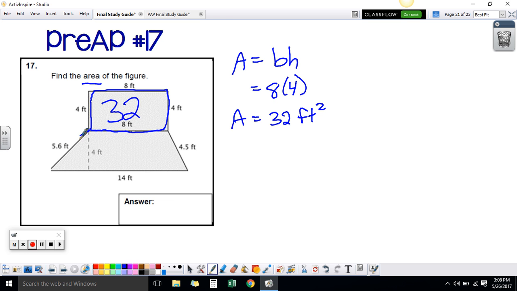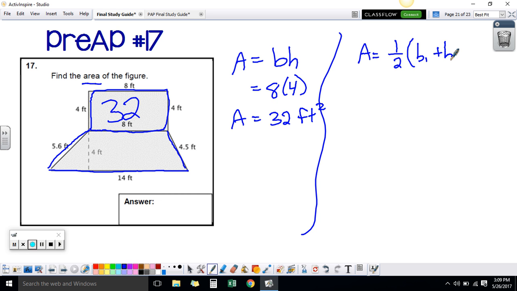Okay, our second shape is a trapezoid. I did see you guys trying to break this up into a rectangle and 2 triangles. You probably would have gotten the right answer, but this is actually a trapezoid, so let's just use that formula. Remember, our area equals 1/2 of your base 1 plus your base 2 times your height, or base 1 plus base 2 times your height divided by 2.